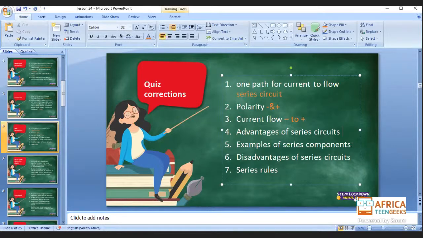Is it components, sir? A battery? The components, yes. We're going to go back to that one. Anyone with an answer for number 4 must get ready. So I want you to assist me with number 5, examples of series components.